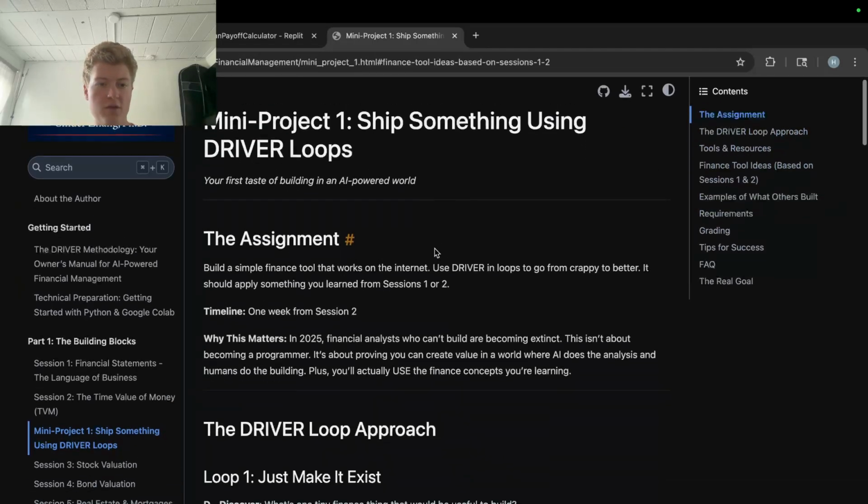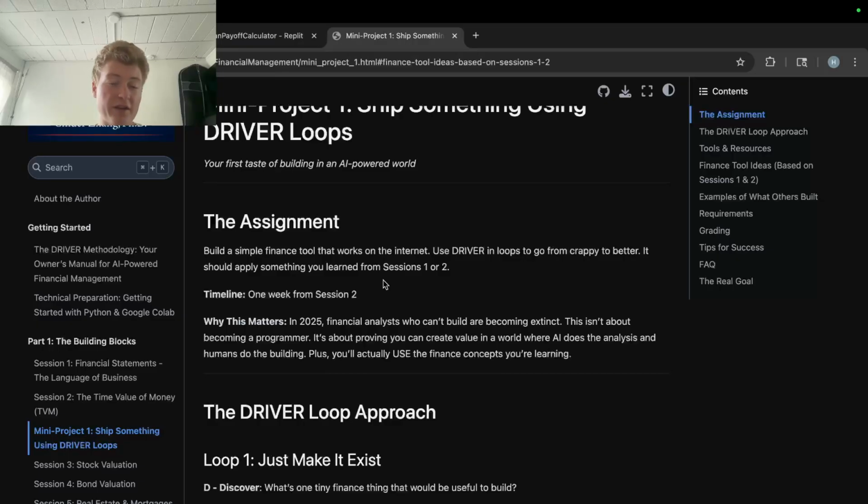So today I'll run through it. The assignment is to build a simple financial tool that works on the internet, using driver and loops to go from crappy to better. It should apply to something that I learned in session 1 or 2. So instead of the former projects where we only used driver once, I use driver twice on my issue.